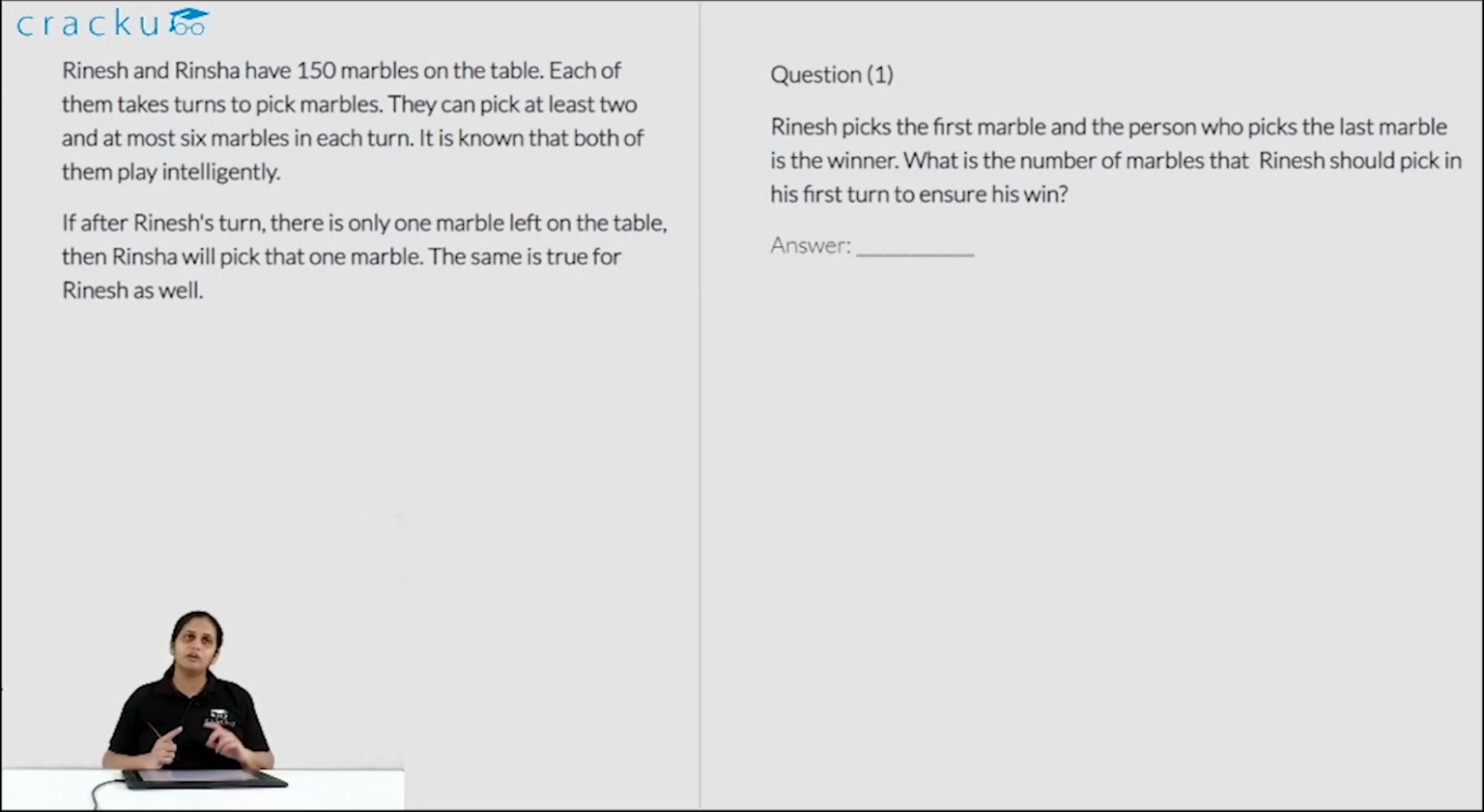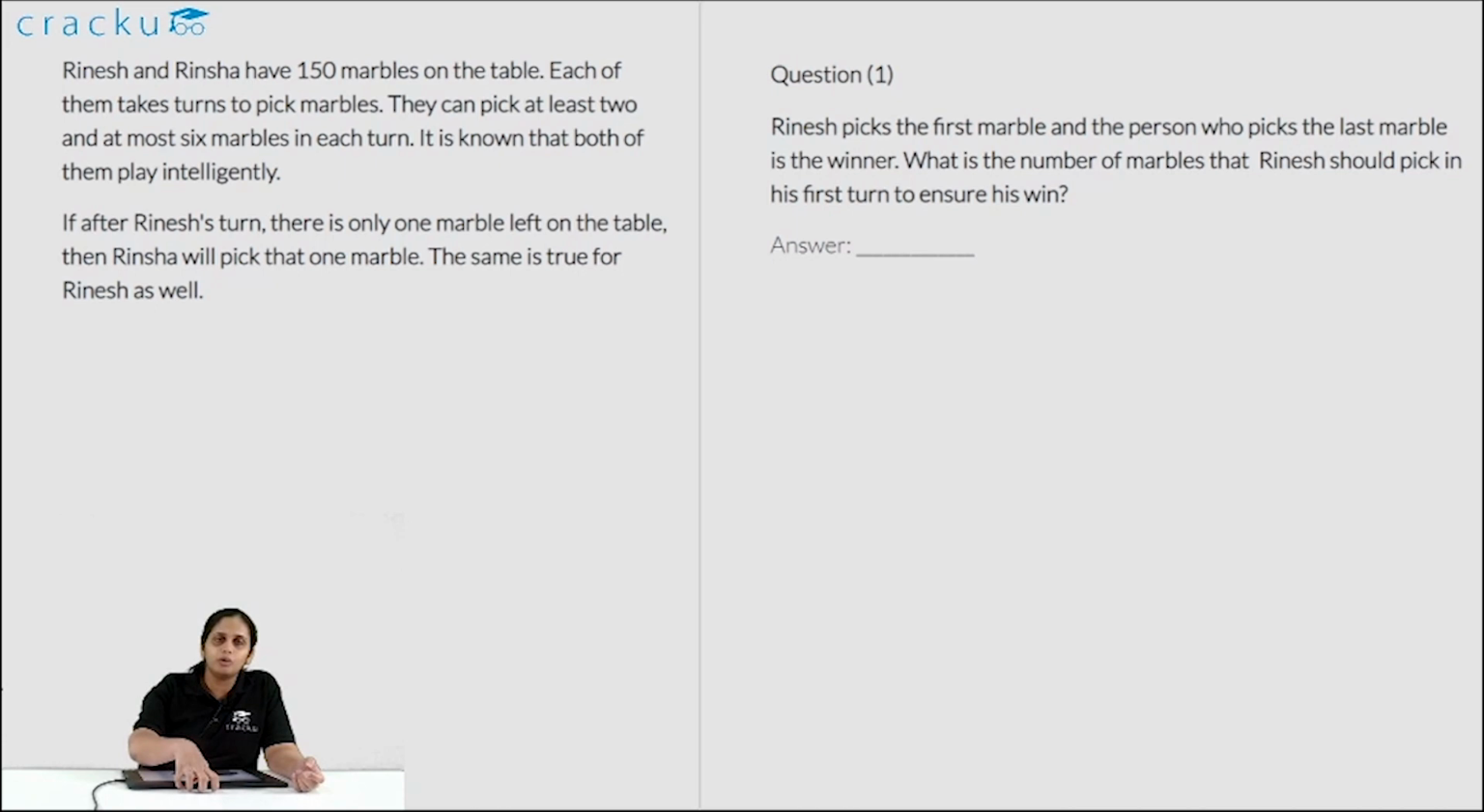So we have to figure out what position is a winning position, what position is a losing position. Once we figure that out, we will understand what Rinesh has to do as such. Okay, so let's consider what is the winning position first. See, if there is one marble on the table, it's a winning position because you'd pick up the marble and the last person to pick it up would be the winner.